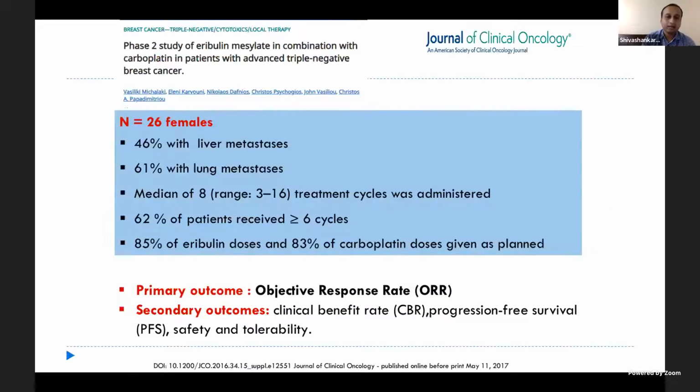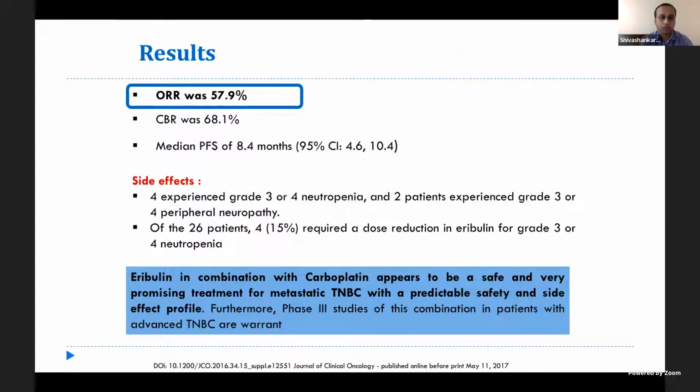Does it add any benefits? So this is a very small phase 2 study which included 26 female patients. Among them, 46% had a liver metastasis and 61% had a lung metastasis. The primary endpoint was objective response rates. So when used together, it had an objective response rate of 57% with a clinical benefit rate of 68%. And the toxicity profile was manageable.